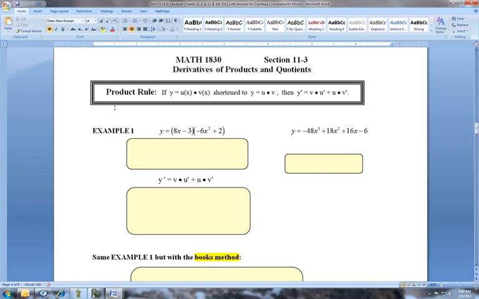Now we're going to start the next section, and I'm going to split it up into two different videos. The first one is going to be finding derivatives of products. Now I've got a product rule. Remember, product is when you've got something times something else.